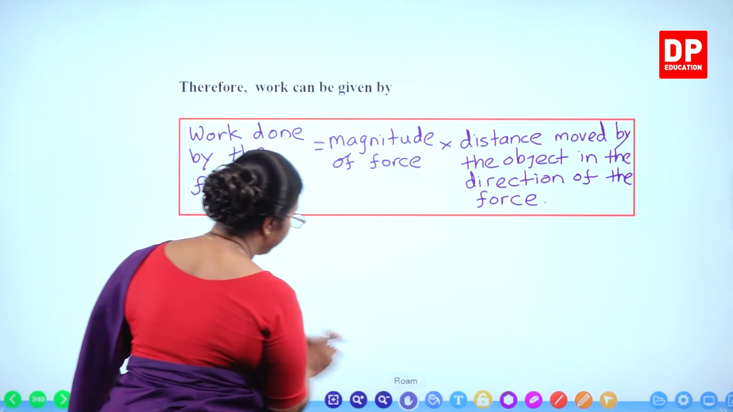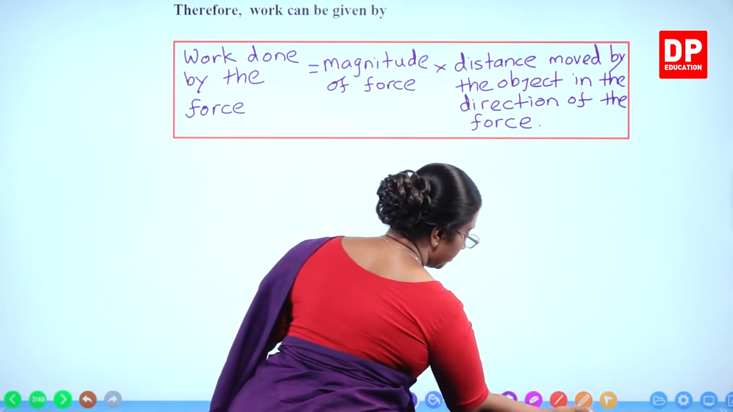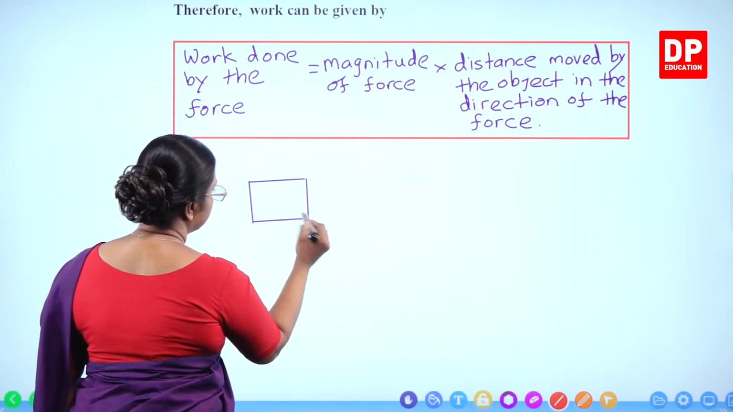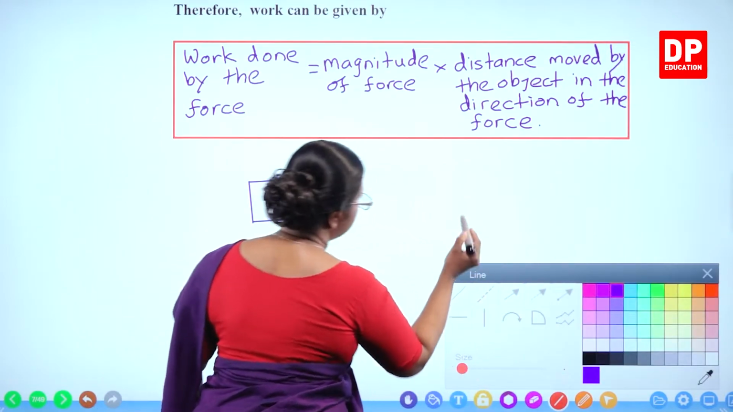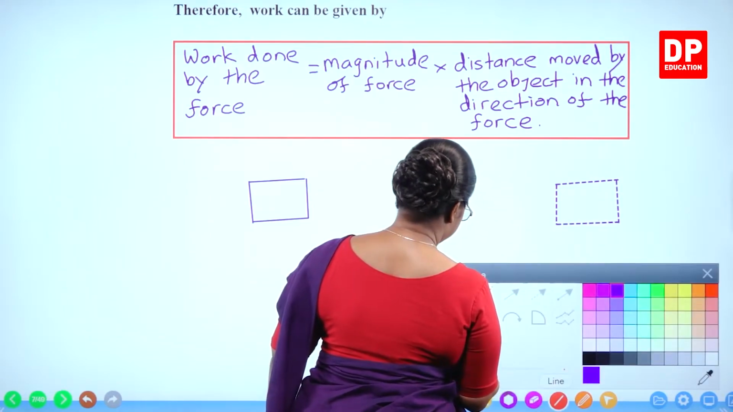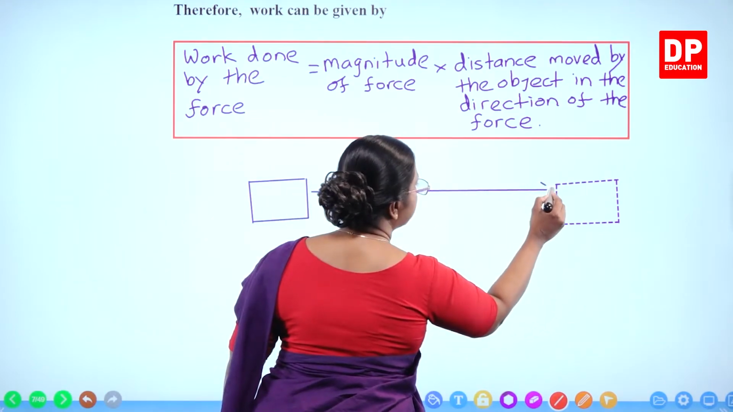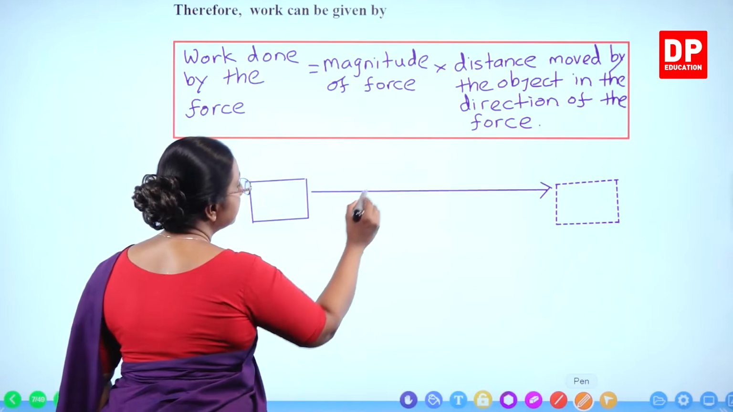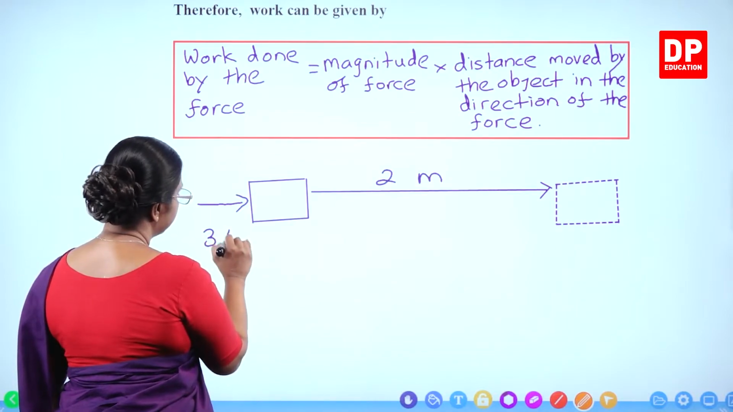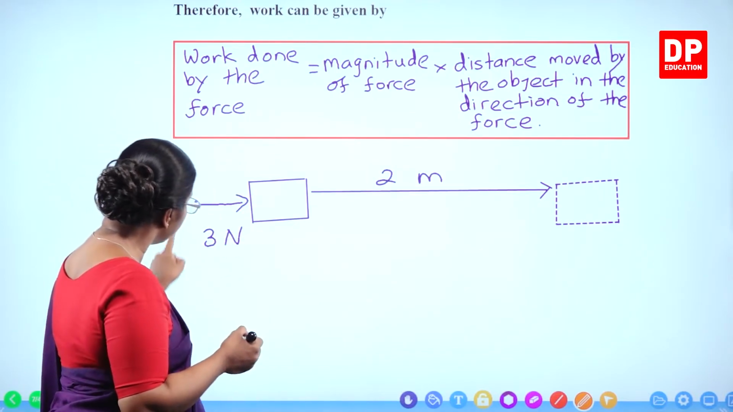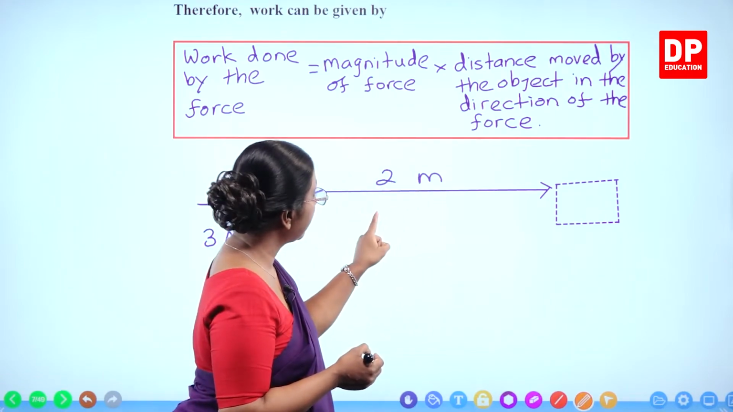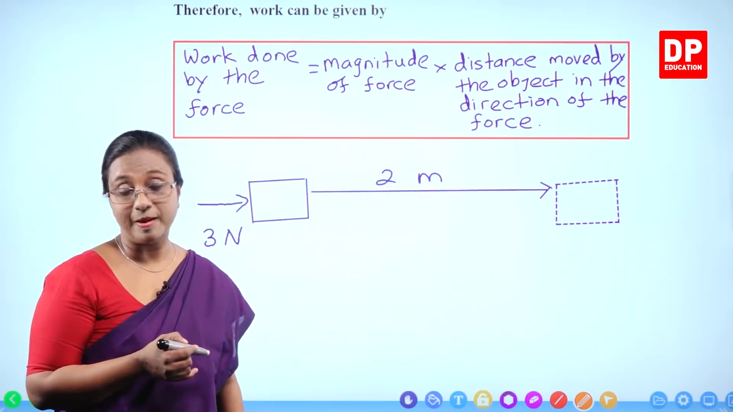For this, of course, we have looked at different examples. So let's say we have an object and it moves to this distance after applying the force. And let's say the distance moved is 2 meters and the force that we apply is 3 Newton. Earlier we saw how the work increased when we increased the magnitude of force. But we did not look at an example where we changed the distance moved by the object.